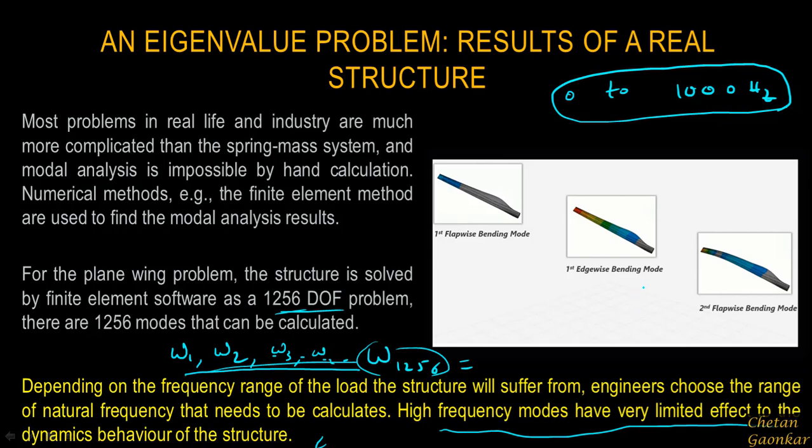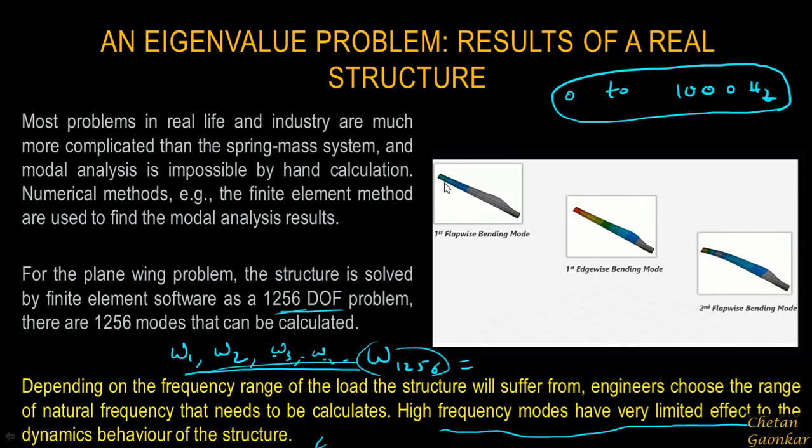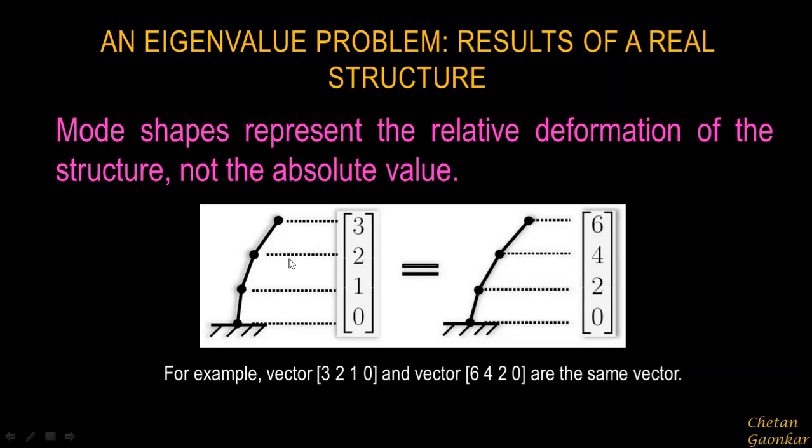And then finally, one more very important thing: mode shape represents the relative deformation of the structures and not the absolute value. When you look at these mode shapes, it is not the absolute magnitude. What it basically shows is the distance that this point is traveling with respect to the fixed point. For example, in this case, this mass here is moving three times this mass.